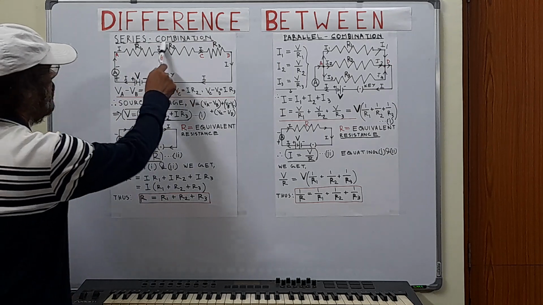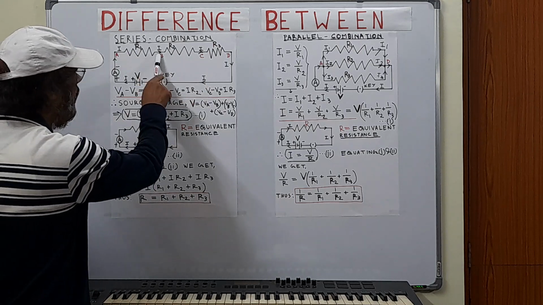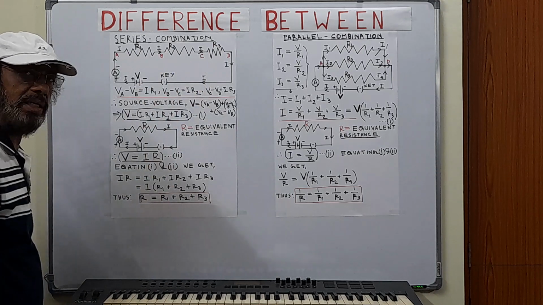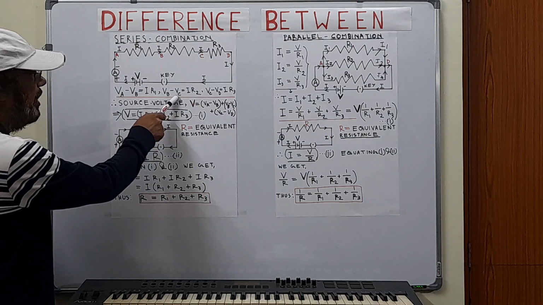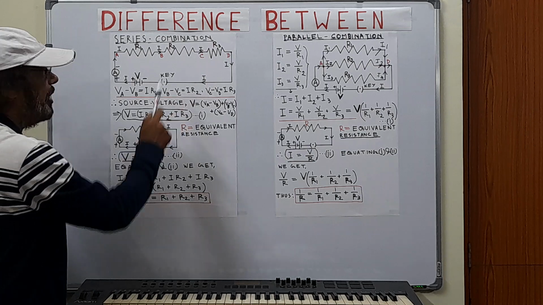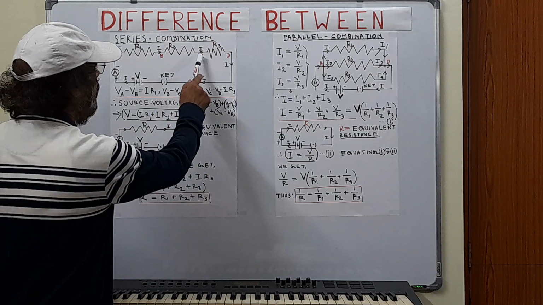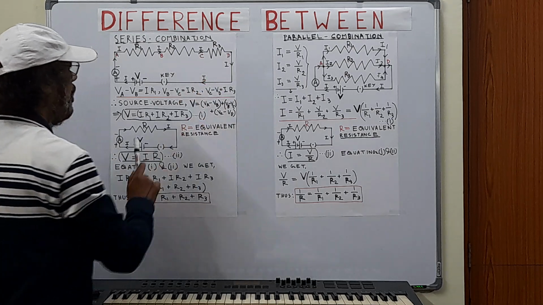For the second resistance R2, in the similar way, the potential at B is more than the potential at C. Therefore, the difference is VB minus VC equal to, again by Ohm's formula, I into R2. In the same way, VC minus VD is equal to I into R3.